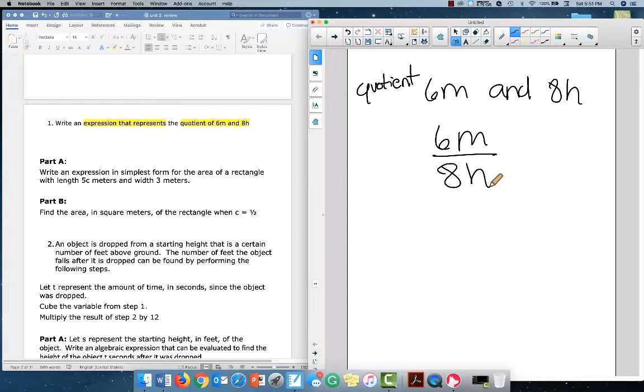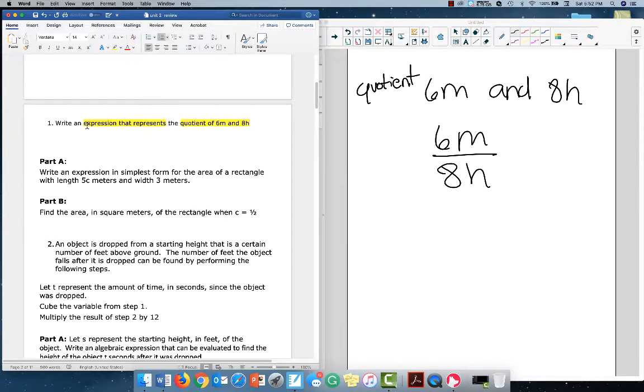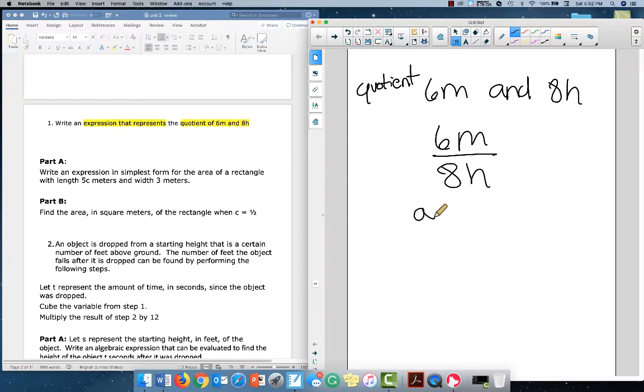That's it. I'm done. I don't have to solve it because they are only telling me to write an expression. They're not saying to evaluate. Evaluate, that means to solve. Okay? They want me to solve, but here they're telling me write it. Because they say write, that is all I'm doing. Not doing anything else. Okay?